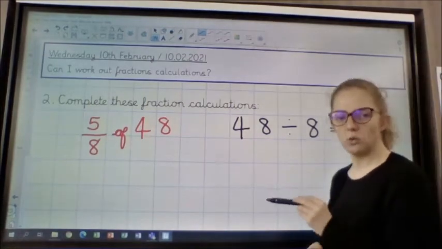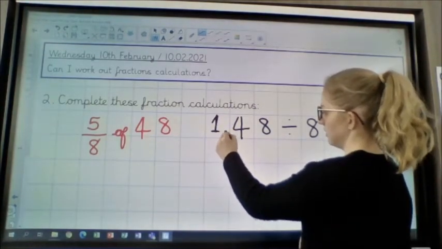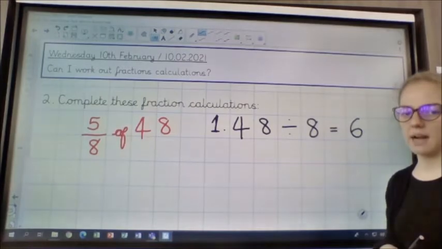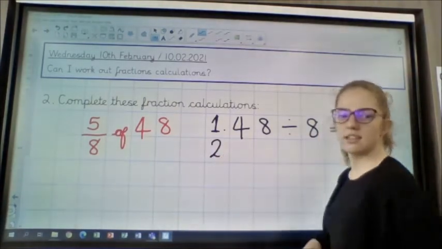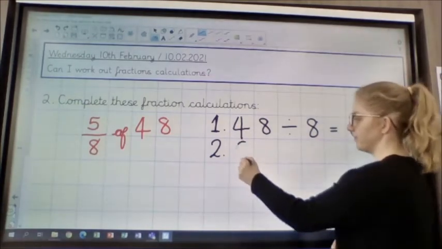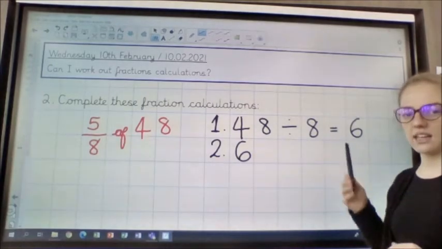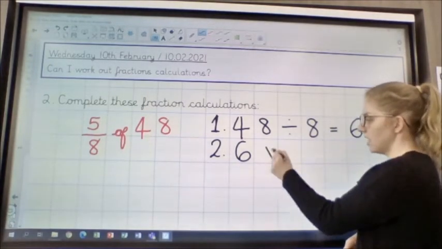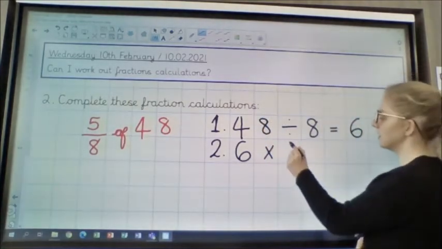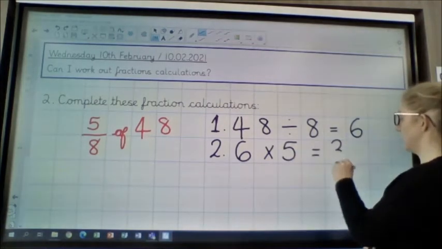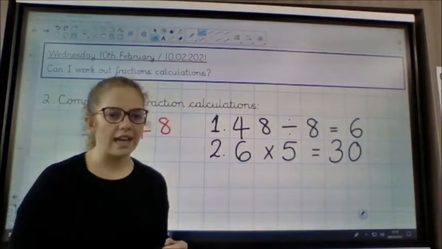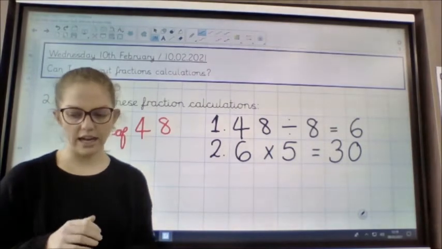So part 1 is always a division. Step 1 is a division, and that is 48 divided by 8. That gives me the answer 6. Your second part is then a multiplication. You take your answer, which is 6 from step 1, and you multiply it by the top number, the numerator, which is 5. And that gives us an answer of 30. So 5/8 of 48 is 30, okay?